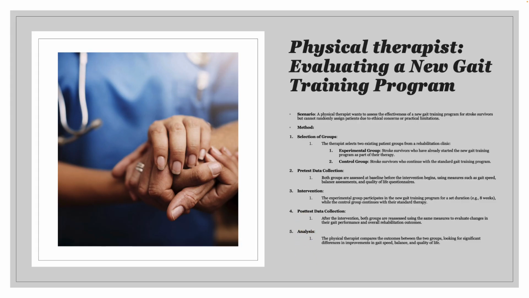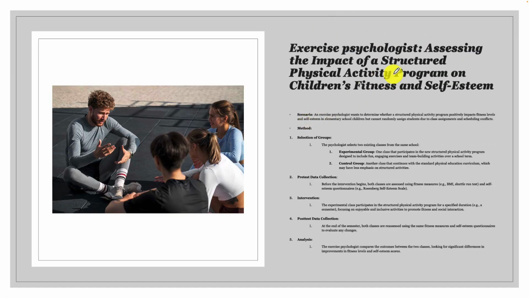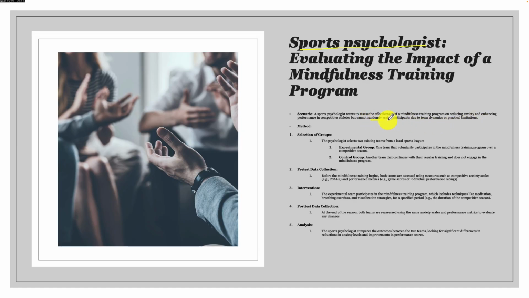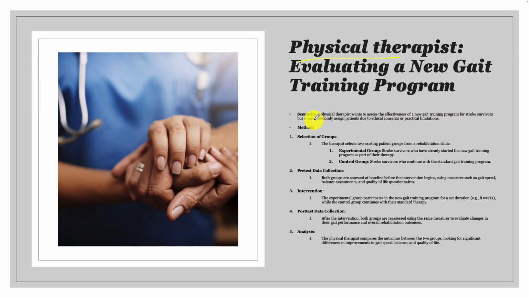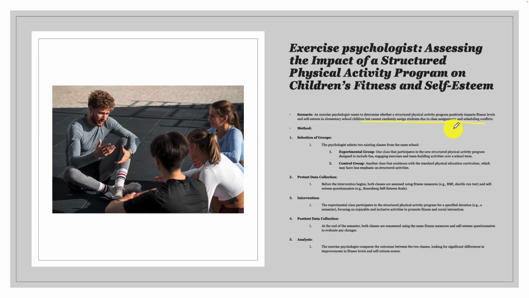So as I always do, I have a couple of examples here for you that you can read on your own leisure. Here's one for my physical therapist talking about this quasi method. Here is one for my sports psychologist talking about this quasi method. And this is for my exercise psychologist. And basically what all these say is you cannot randomly assign students due to conflicts, or you cannot randomly assign patients due to conflicts, or you cannot randomly assign patients due to ethical concerns. So that's all this is saying. And you can read through this on your own because I've been talking for quite a while now.